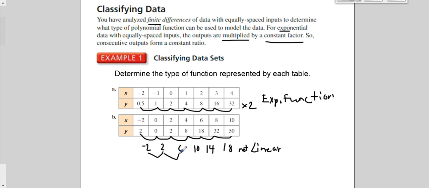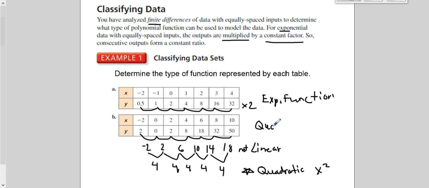So let's look at the second differences. If these second differences are the same, then it's quadratic. That would be an x squared. So let's see if it's quadratic or not. From negative 2 to 2, we would add 4. 2 to 6, add 4. Add 4. Add 4. Look at that. These are all the same. So it's a quadratic equation, which tells us it would have an x squared.